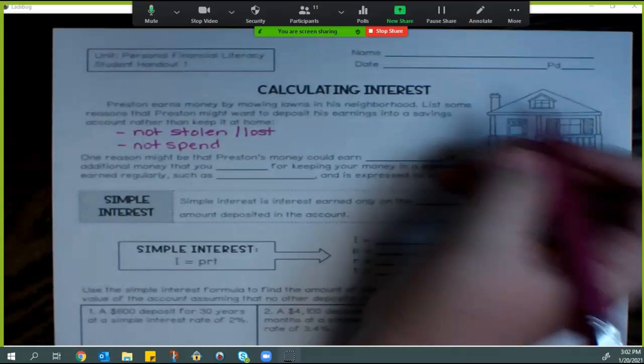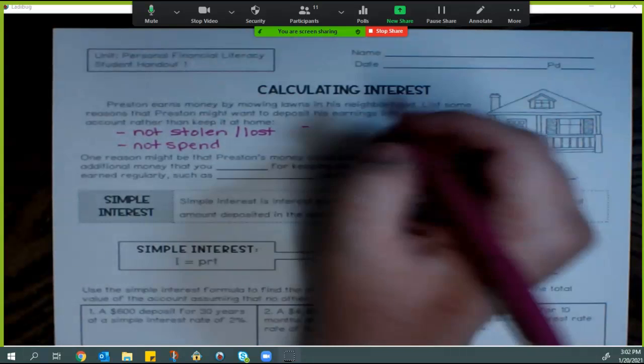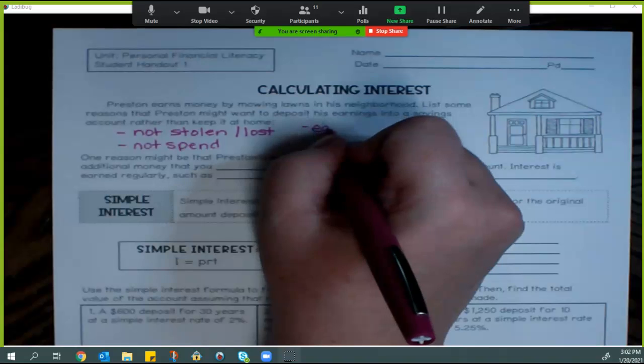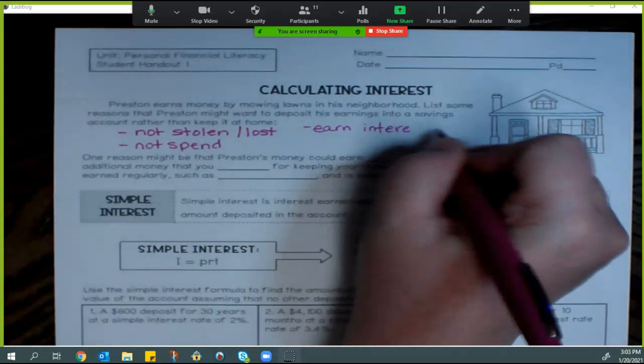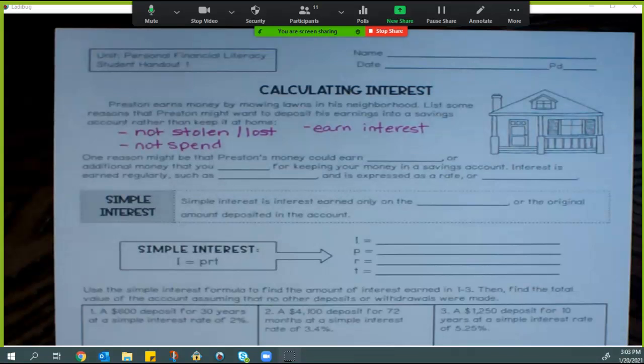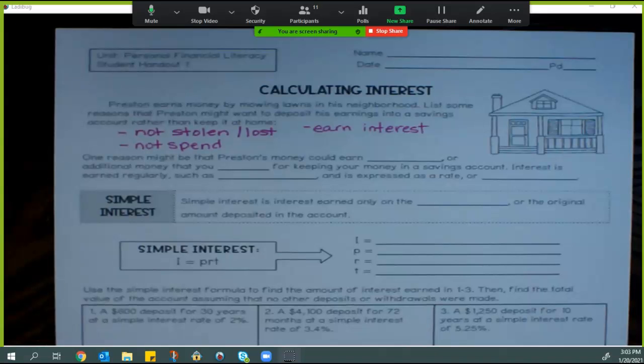And then somebody else said, oh, if he puts it in the bank, he can earn interest. Remember, interest is like that free money. Are you going to get free money if your money just sits at home in your sock drawer? No. What about in your wallet? No. So you put it in the bank, you can earn interest. That's like free money. Yay. Right, save it up, but watch it grow. Watch the interest grow.